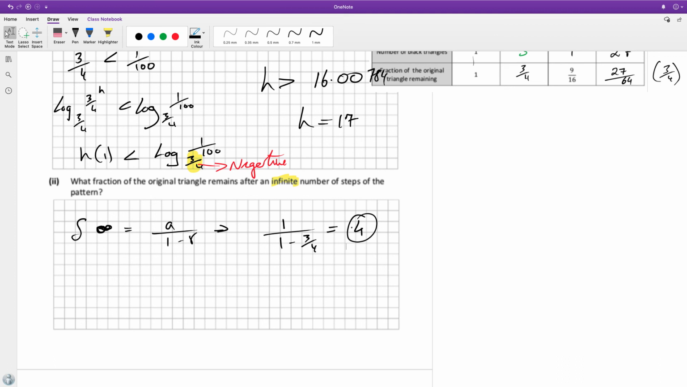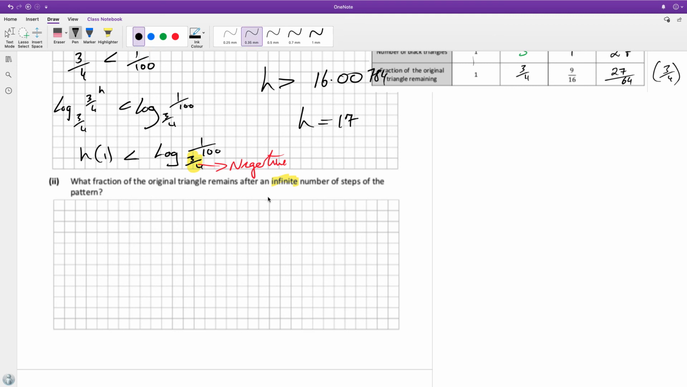What fraction of the original triangle remains after a number of steps? Fraction of the original triangle, we start with 1. Is it decreasing or increasing? Always double check your answer, make sure it makes sense. Decreasing. Very, very nasty question. It makes you think to use a sum to infinity. It's literally a logic question again. Once again, it was a rotten one.